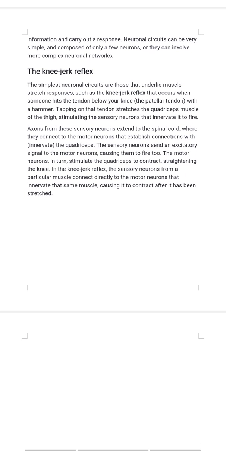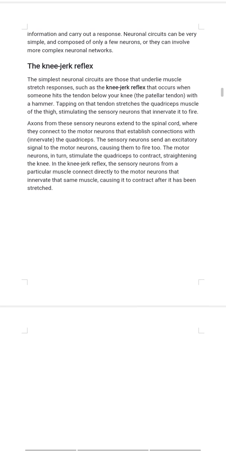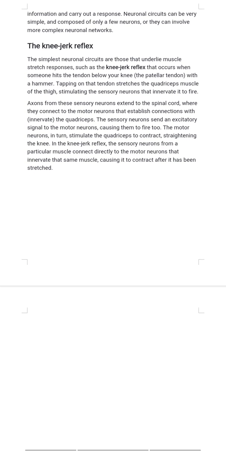where they connect to the motor neurons that establish connection with the quadriceps. The sensory neurons send an excitatory signal to the motor neurons, causing them to fire too. The motor neuron in turn stimulates the quadriceps to contract, straightening the knee. The sensory neuron from a particular muscle connects directly to the motor neuron that innervates the same muscle, causing it to contract after it has been stretched.